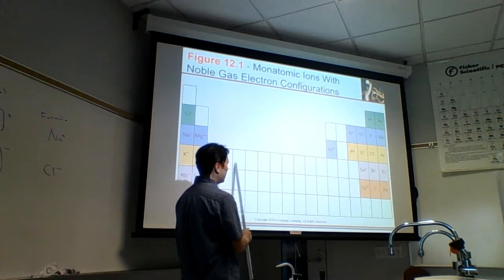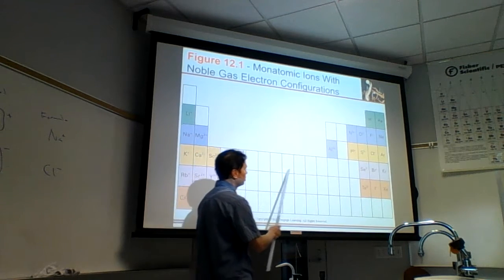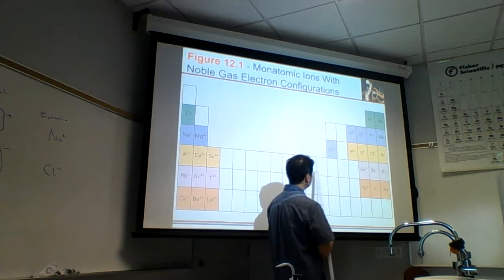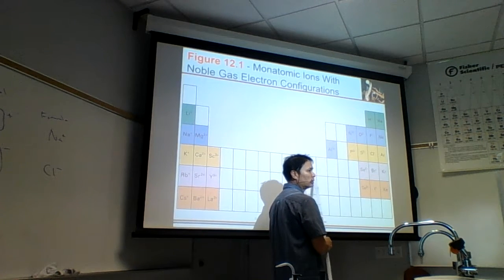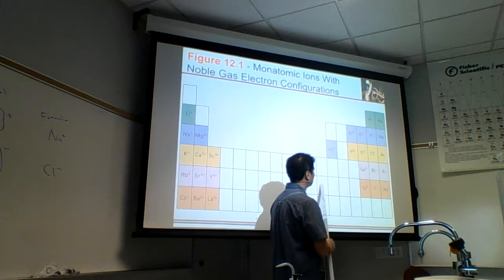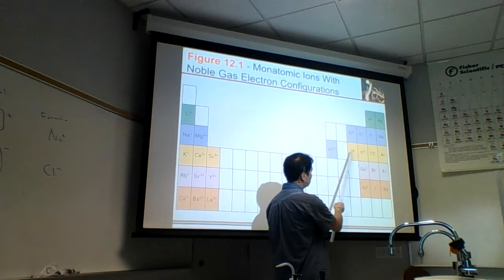Okay, once we have that, then these are all variable charge. Except here, we have the 2B and the 1B groups, which are fixed charge.